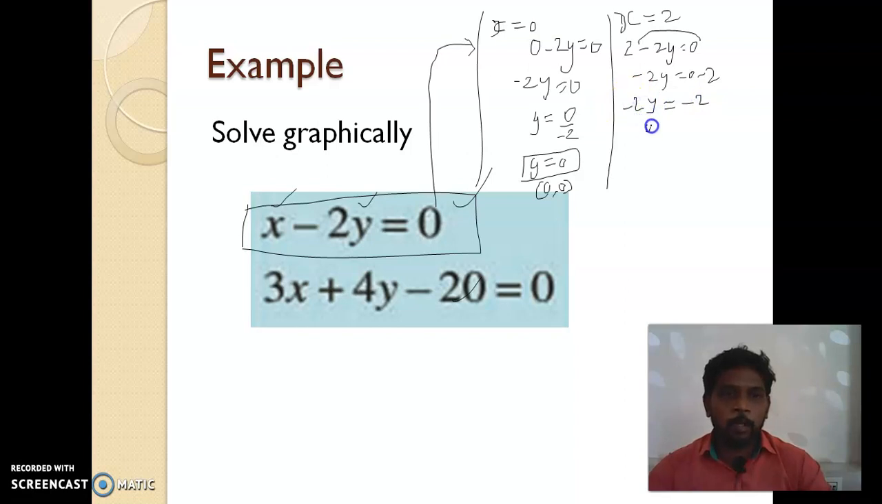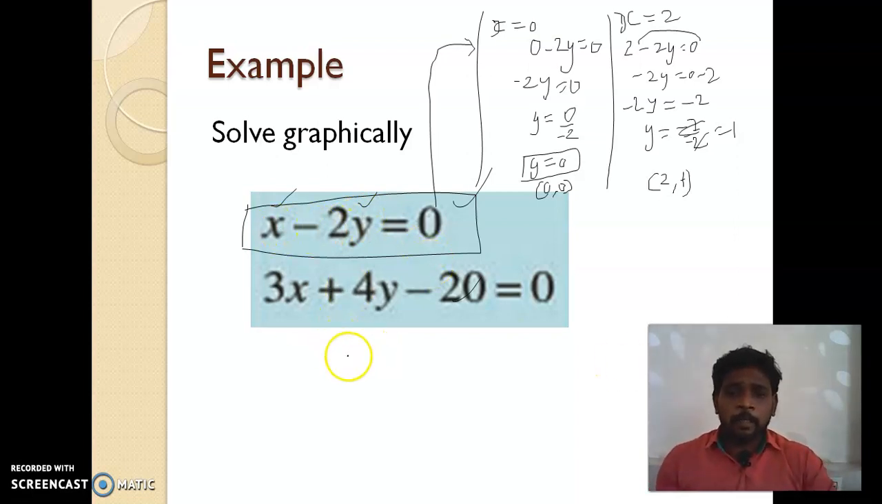Therefore, what about y now? y equal to minus 2 divided by minus 2. The minus 2 gets cancelled, so y equal to 1. So the value of x is 2, the value of y is nothing but 1, so (2, 1). These are the two solutions of the first equation, x minus 2y equal to 0, right?